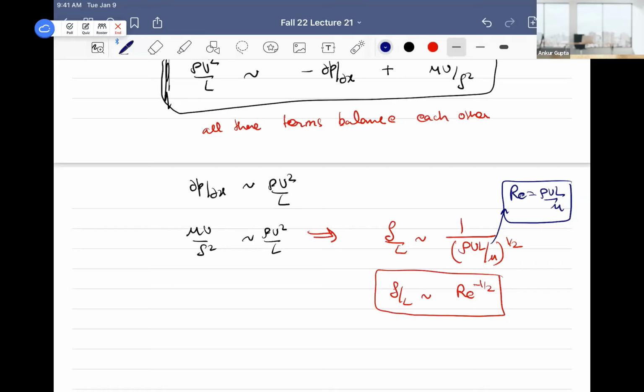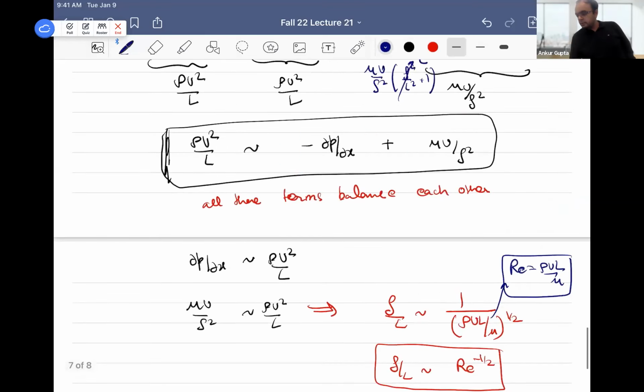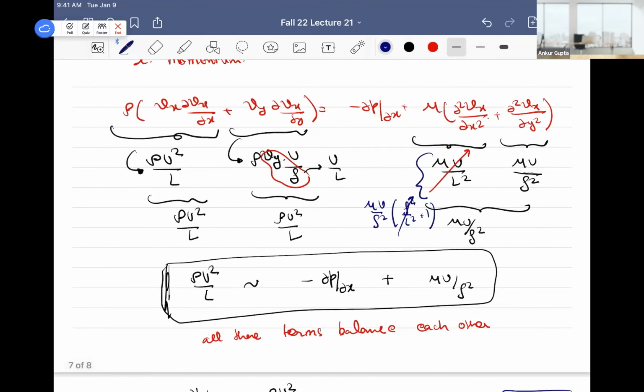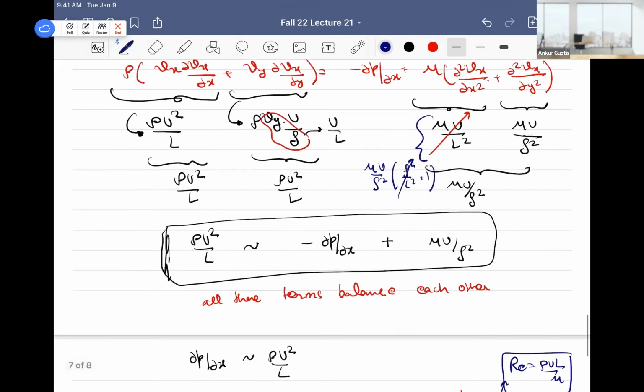Can you repeat why these are all three terms balancing each other? Yes, that's a good question. Remember that if I was to ignore this left-hand side, let's say if this was small compared to the other two terms, then you would get a lubrication problem, and we are not going through this, but it's exactly the same thing: del P by del x is equal to mu del square u by del y square.